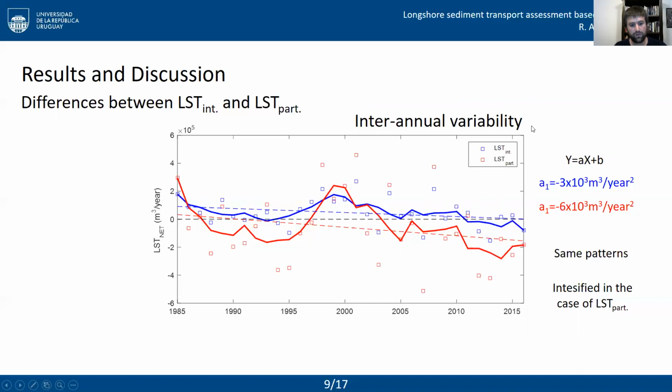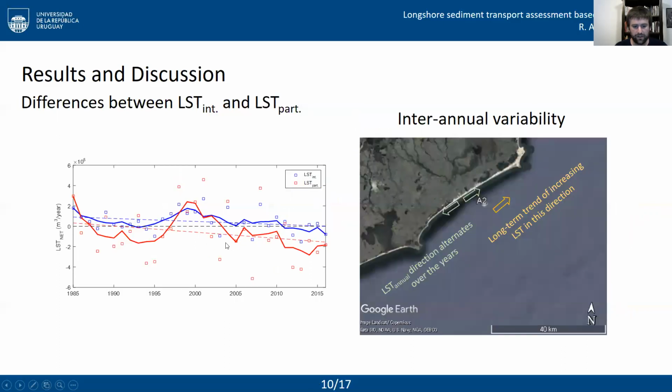these dynamics. We observe that periods of negative transport alternate with periods of positive transport. And we also observe a negative long-term trend. What does it mean? It means that negative transport is transport to the north. So there is a trend of increased transport to the north. This alternation in transport from one year to another means that one year we can have transport to the south, and for a different year we can have transport to the north.